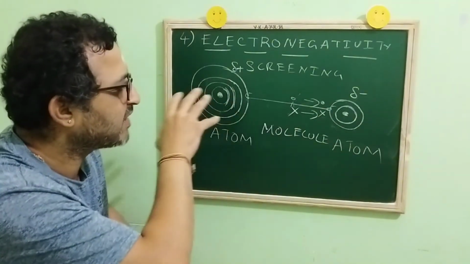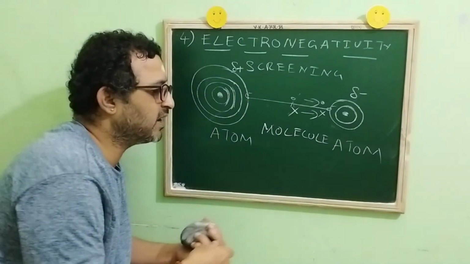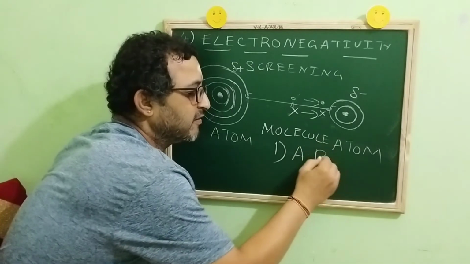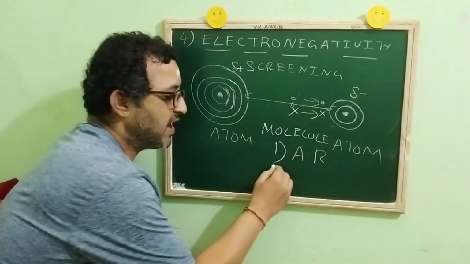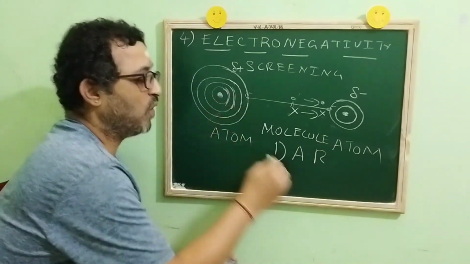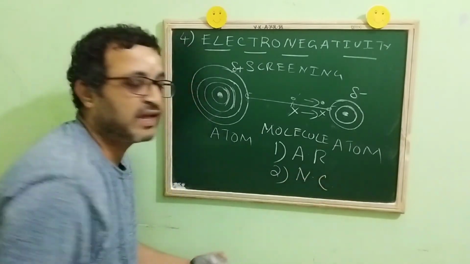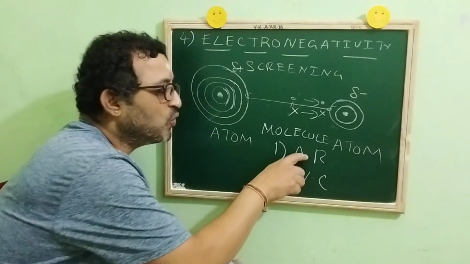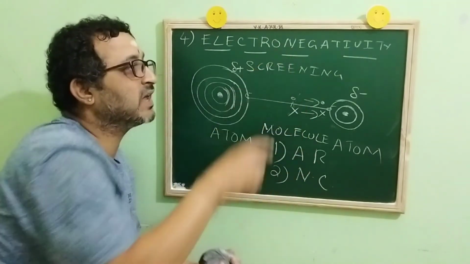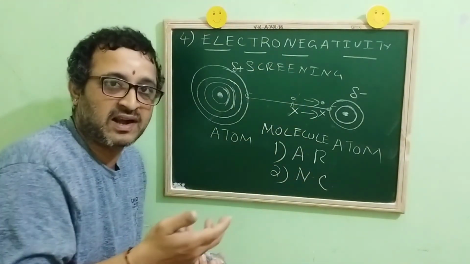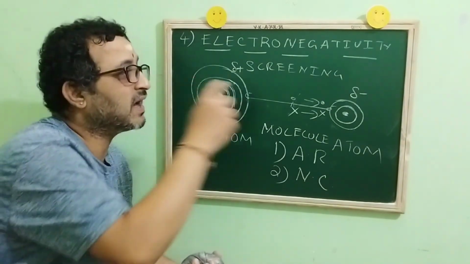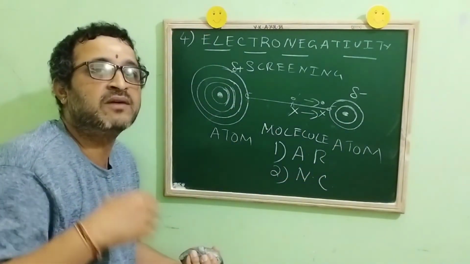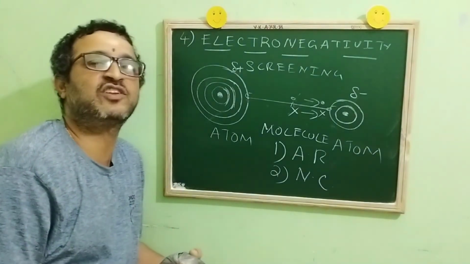Children, by looking at the sizes only, you can make out that the one factor which is going to affect electronegativity is atomic radius, and the next factor is nuclear charge. How these factors and electronegativity are related, and how the electronegativity varies across the period and down the group, we will discuss in the next video.